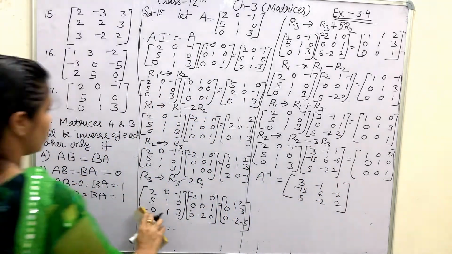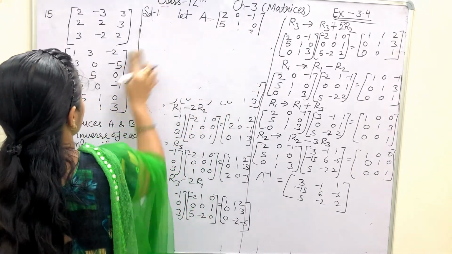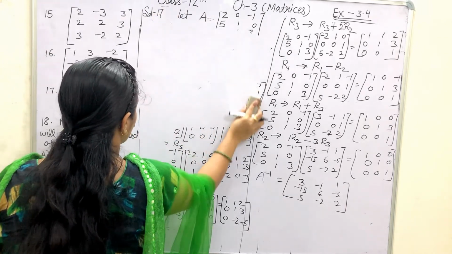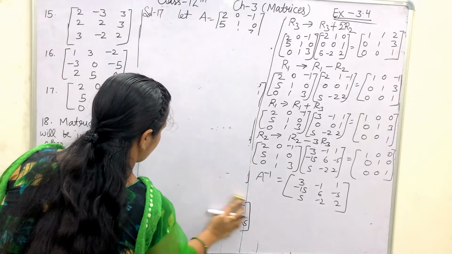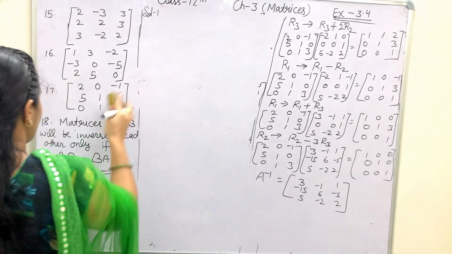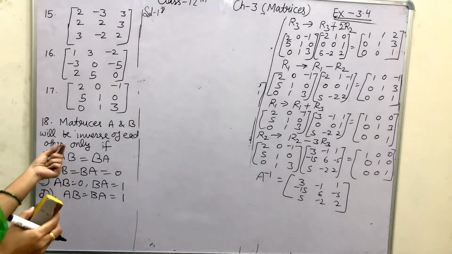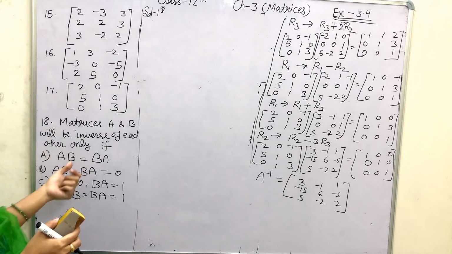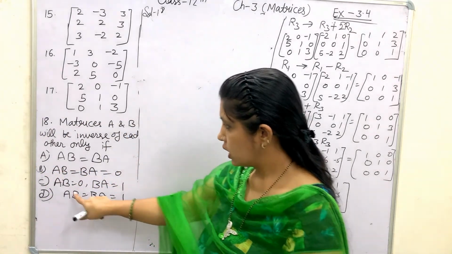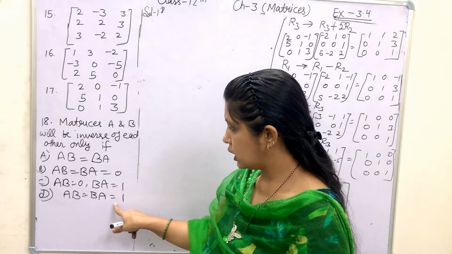Now this is our 17. Question number 18 is objective type. They are asking which of the following is true. Matrix A and B will be inverse of each other only if AB equal to BA, AB equal to BA equal to 0, AB equal to 0 and BA equal to 1, or AB equal to BA equal to 1.